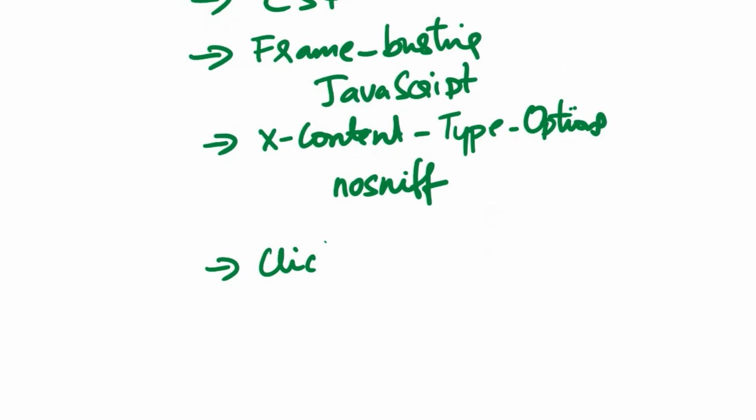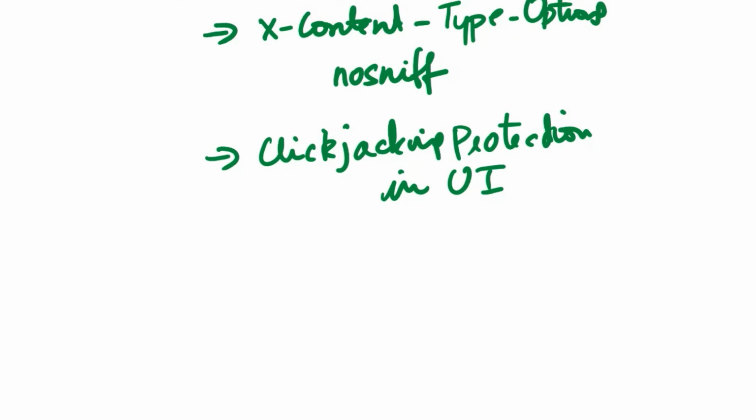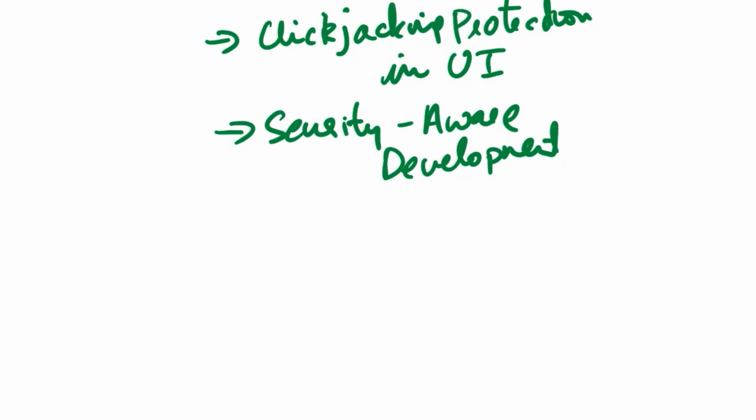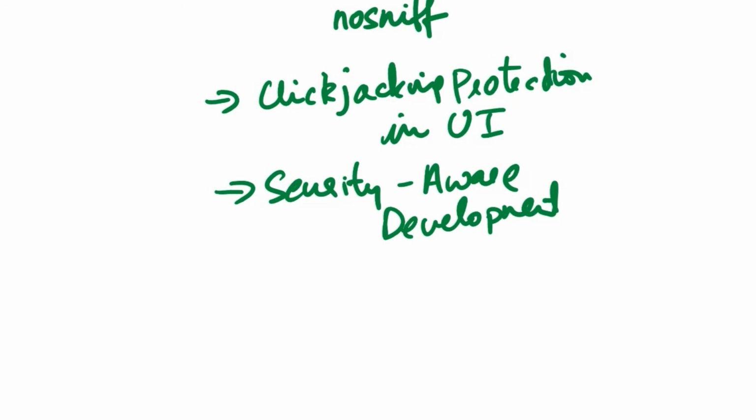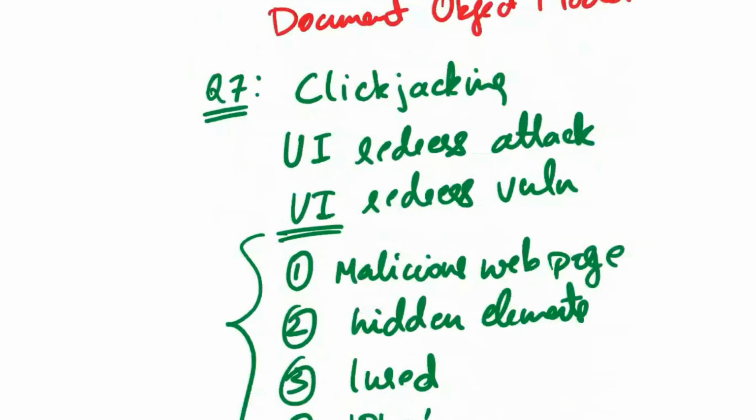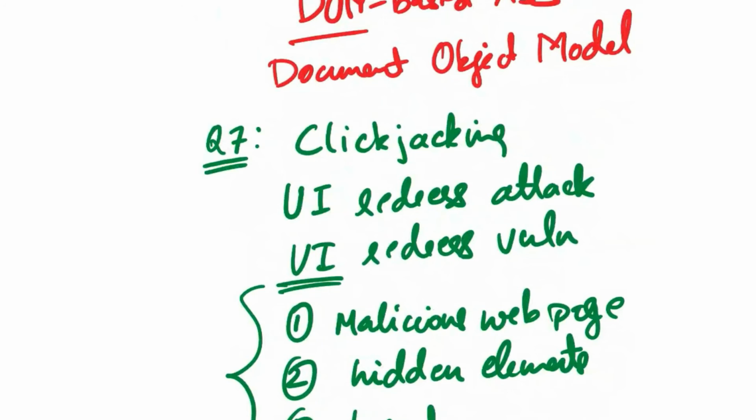Next is clickjacking protection in UI. That is to implement security measures in the user interface, such as alerting users when they are leaving the current page or providing visual cues to indicate that an action will be taken. Next one, security aware development. That is, developers should be aware of the potential for clickjacking and implement proper coding practices to ensure their websites do not fall victim to such attacks. By implementing these measures, website owners and developers can protect their sites from clickjacking attempts and ensure that users interact with web content as intended.